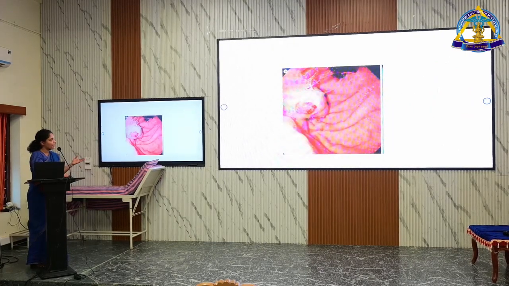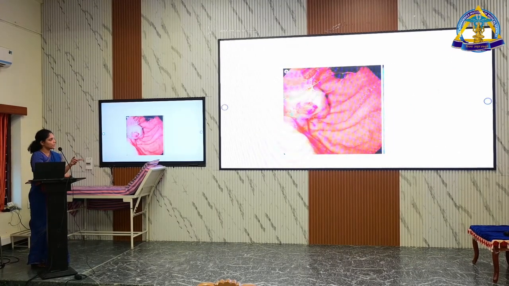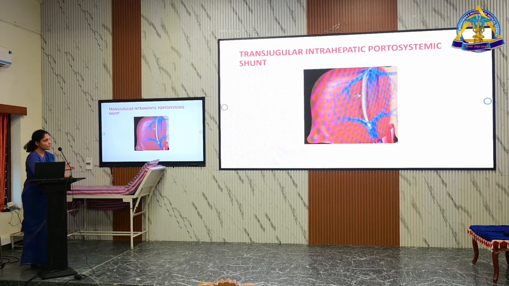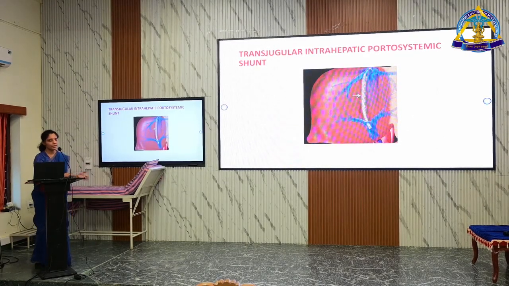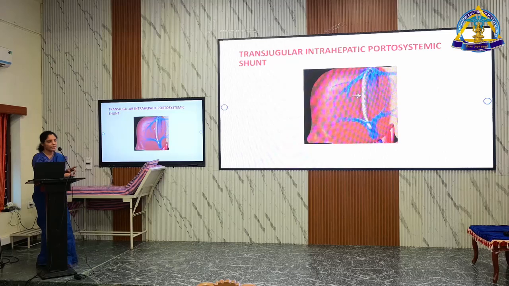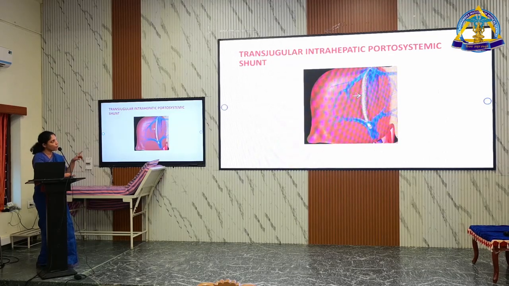So this is just another picture of a gastric varix which shows a recent stigmata of hemorrhage. And in cases where you are not able to tackle either of these varices, as we said in the algorithm, the patient goes for repeated rebleeds, then this is what we go for. That's a transjugular intrahepatic portosystemic shunt.